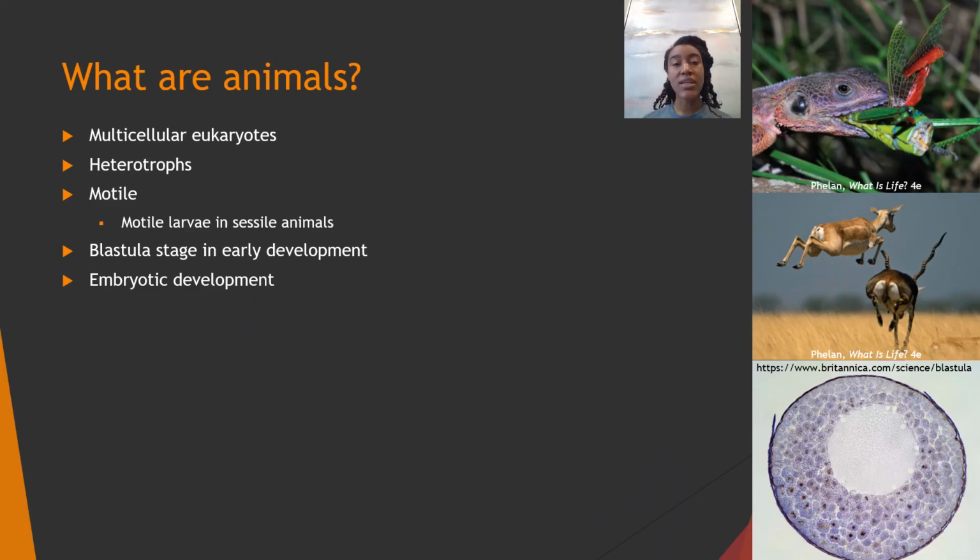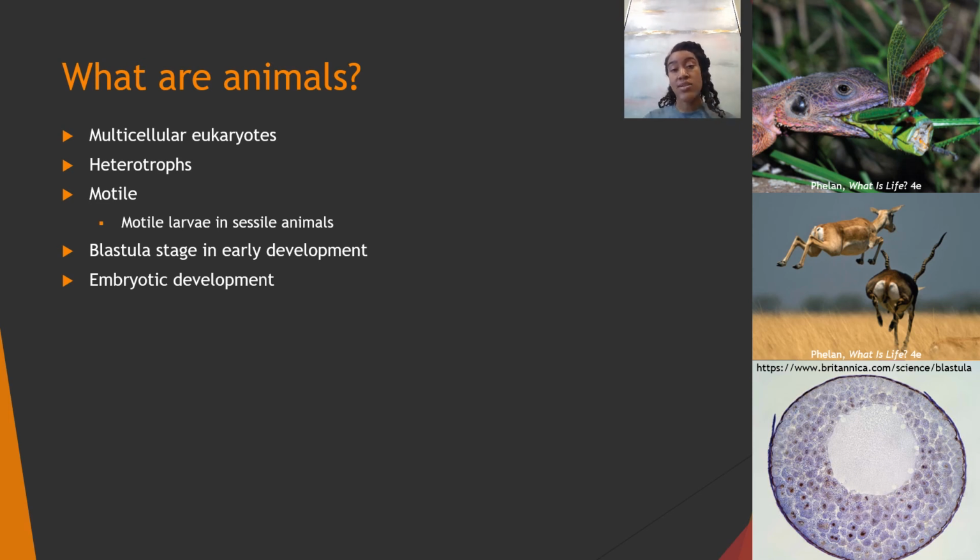So before we really get into animals and the different types out there, we should first define what an animal is. So animals are multicellular eukaryotes and they're heterotrophs. This means that they must consume other living organisms in order to get their carbon. That can be other animals and that can be plants. Animals are also motile. That means that they move at some point in their life cycle. Many of them move as adults and as young.